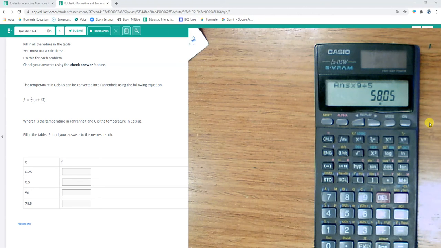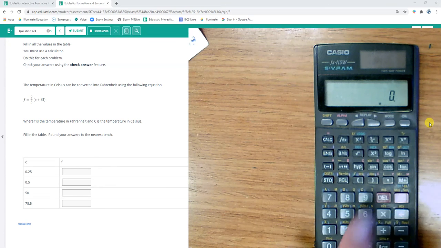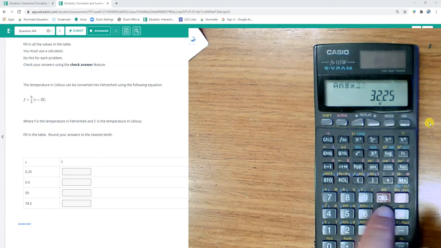which does not match what's on my, where did I mess that up? Times 9 divided by 5? 0.25 plus 32, boom, times 9 divided by 5. Well, that should be 58.05. What am I doing wrong?